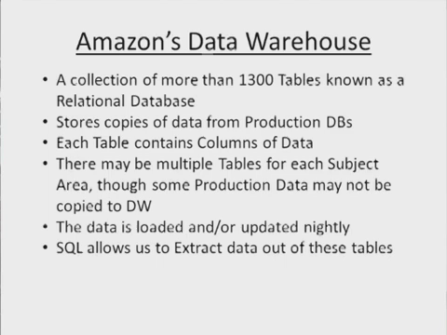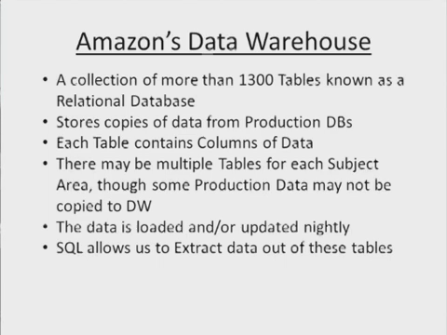The data warehouse is this collection of tables, and there's over 1,300 tables in there. It's what's known as a relational database, in that the tables are related to each other. And it stores copies of the data from production databases. So, for example, there's a procurement database that has all the PO information, and that's not in the data warehouse. The data warehouse has a copy of that information.